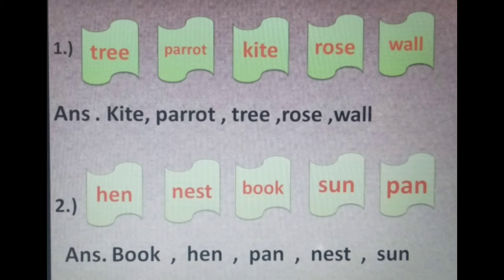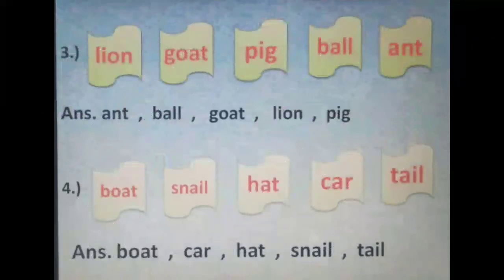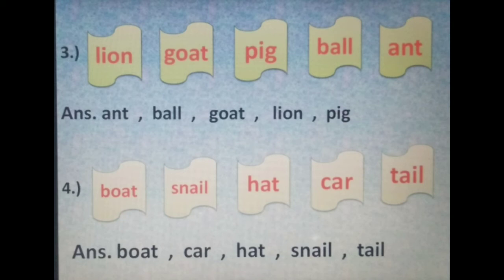In second place, which word do we have to write? Hen. Yes, you are right. And in third place, which word? Pan. Good. And in fourth place? Nest, N-E-S-T, nest. And in fifth place? Sun. Yes, you are right. In this way, we have to arrange the words in alphabetical order. Now, we will see some more examples of alphabetical order.